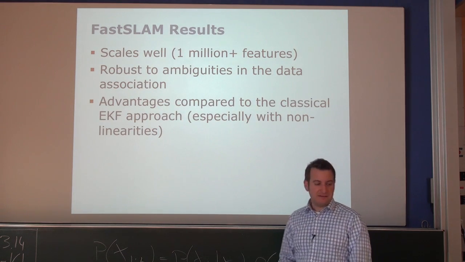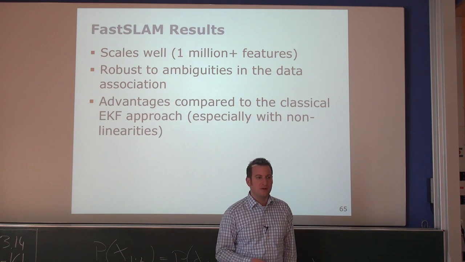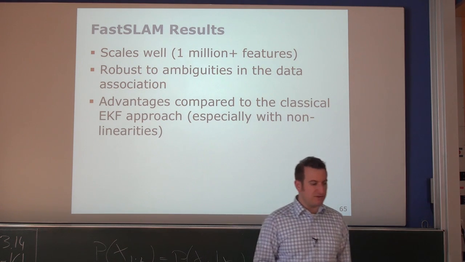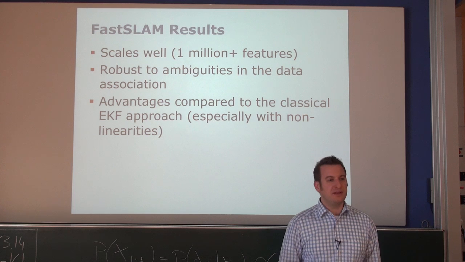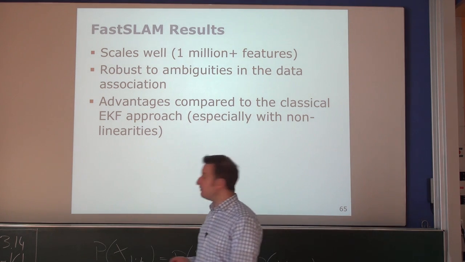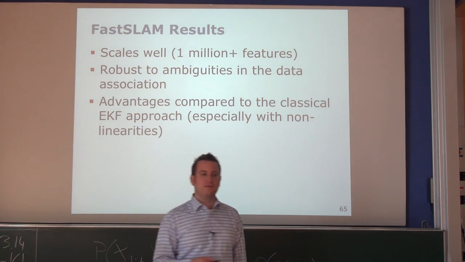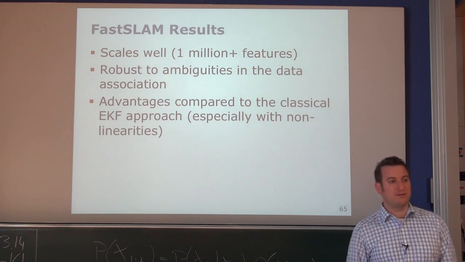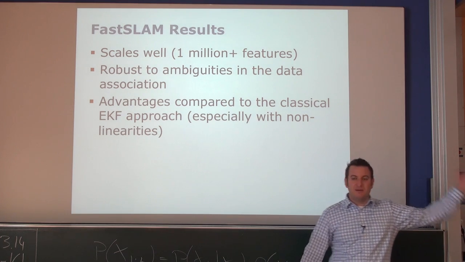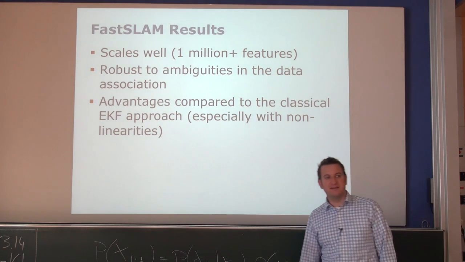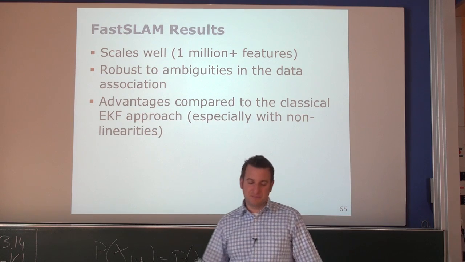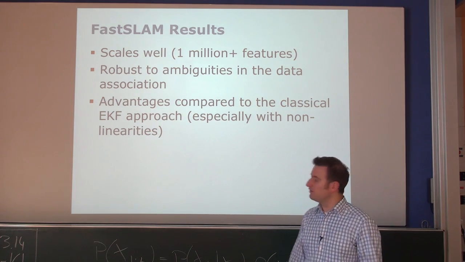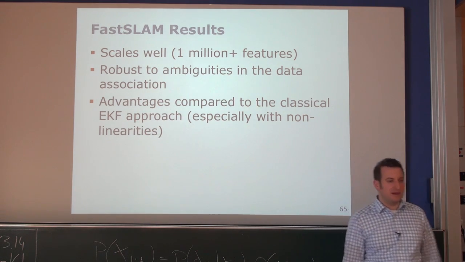Okay, FastSLAM has been shown to actually work quite convincingly. So it scales very well to millions of landmarks. So there have been data sets with at least 1 million landmarks using FastSLAM in order to solve this problem, which gets pretty tricky for EKF, because you would have a 2 by 2 million landmark covariance matrix. You need to invert matrices of this size. It can be ugly.